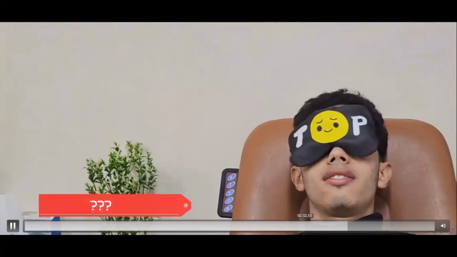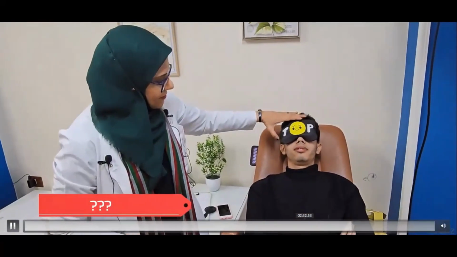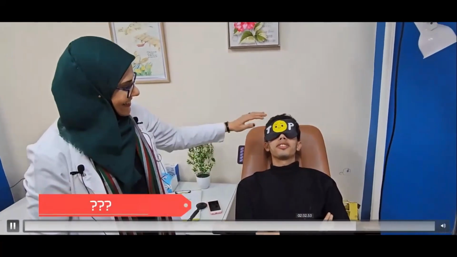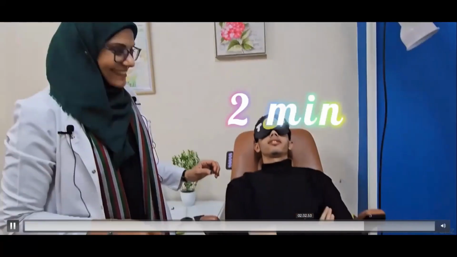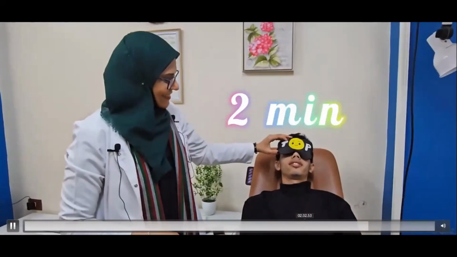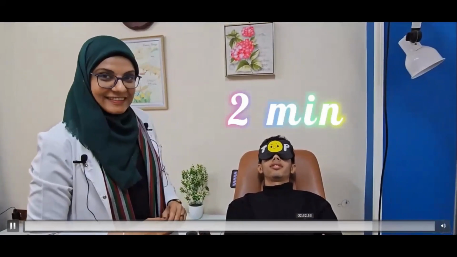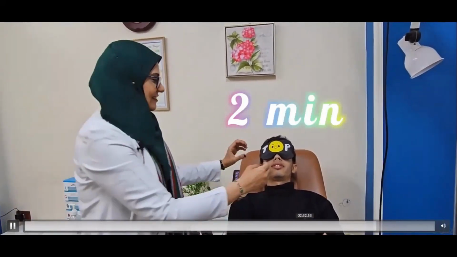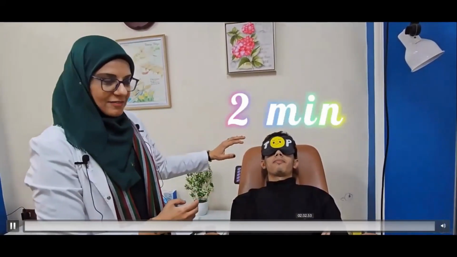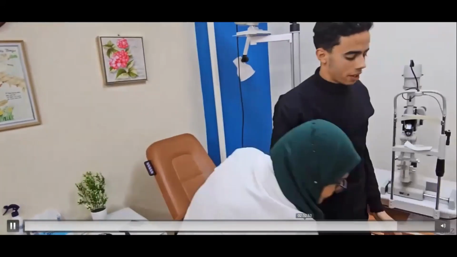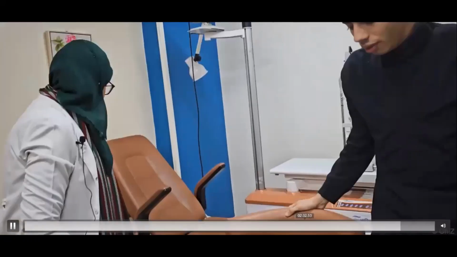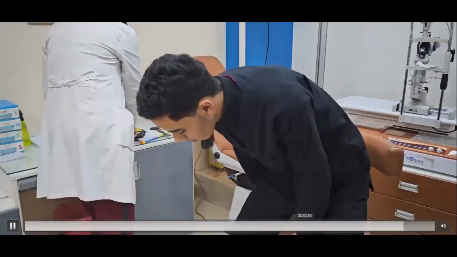Of course, this is not relevant from the exam point of view, but is it in your practice? Here, about 2 minutes. And after you finish, you allow the patient to sit and re-measure the MRD1 and degree of ptosis because you have to document the findings before and after the ice pack to see if there is improvement or not. That's why I allowed him to sit again and measure the MRD1 and so on.